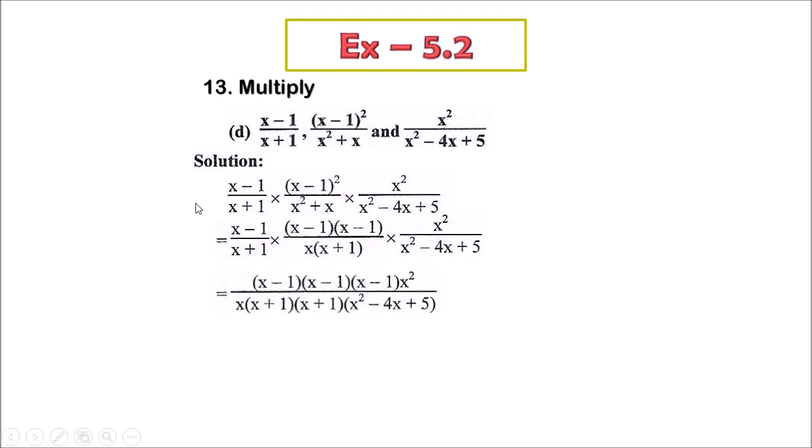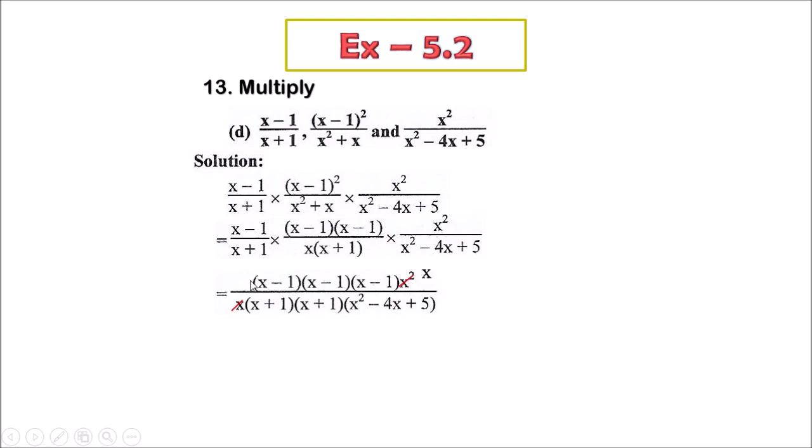In the next line, you can see we are writing all the numerators together: x minus 1, x minus 1, x minus 1, x square, and the denominators x, x plus 1, x plus 1 together here. Now you can see here is x and x square, we can simplify it. So here is the simplification, and after that I got x here.